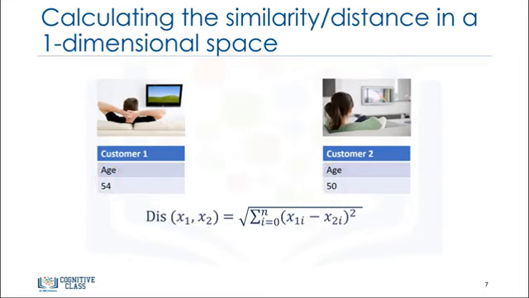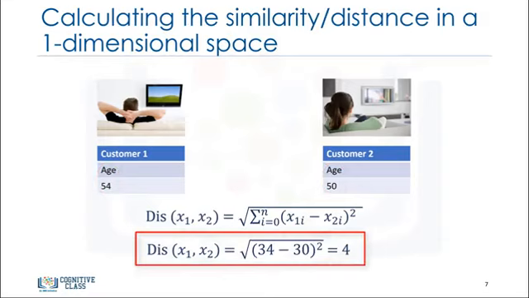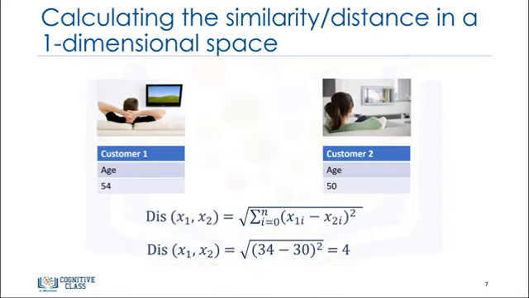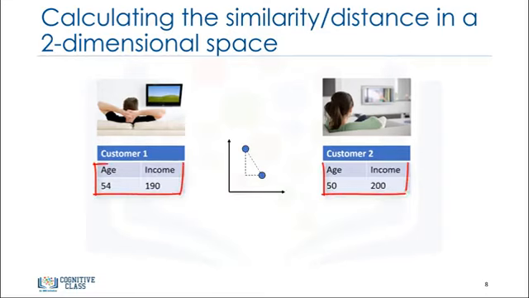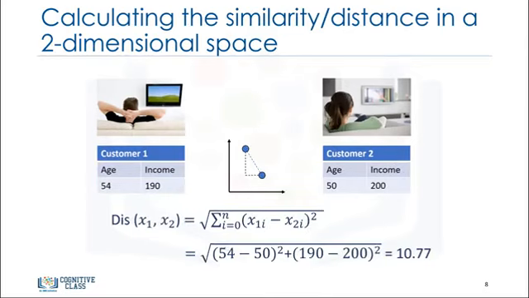It is indeed the Euclidean distance. Distance of x1 from x2 is root of 34 minus 30 to the power of 2, which is 4. What about if we have more than one feature, for example, age and income? If we have income and age for each customer, we can still use the same formula, but this time we're using it in a two-dimensional space.